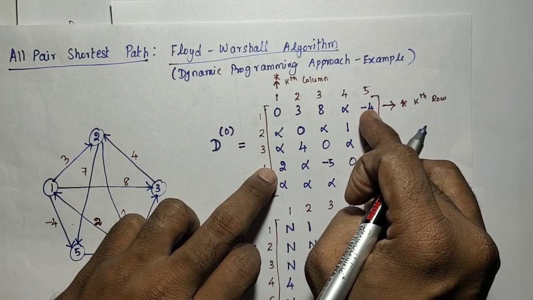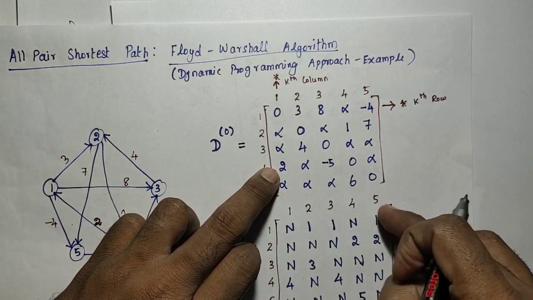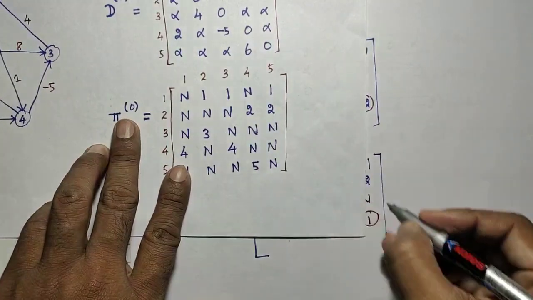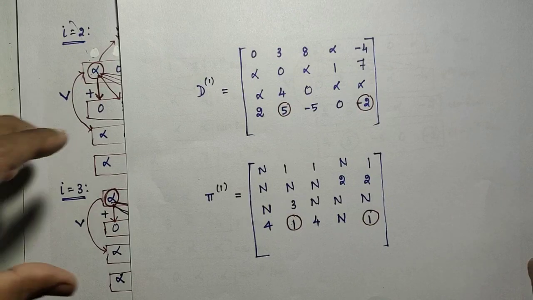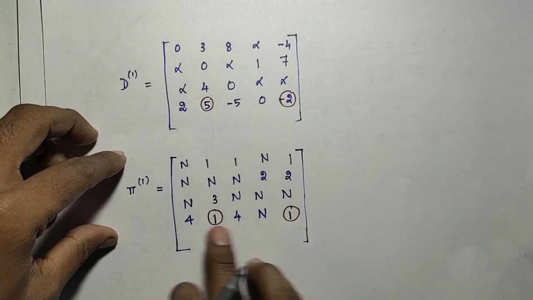So what is the corresponding position in that pi? It is 1. So that needs to be copied here. So we have obtained the fourth row also.